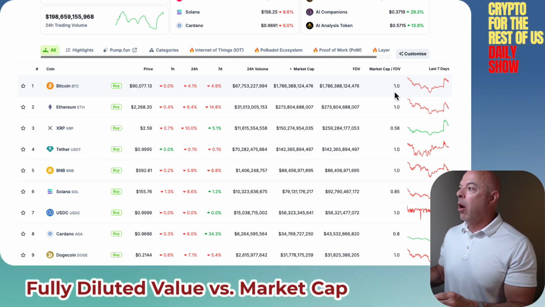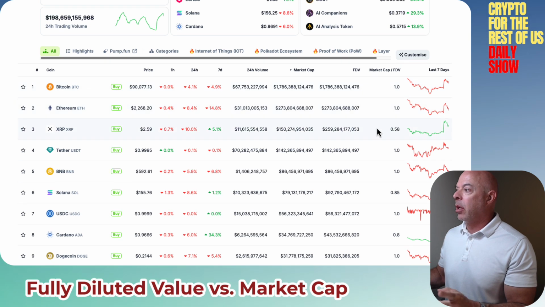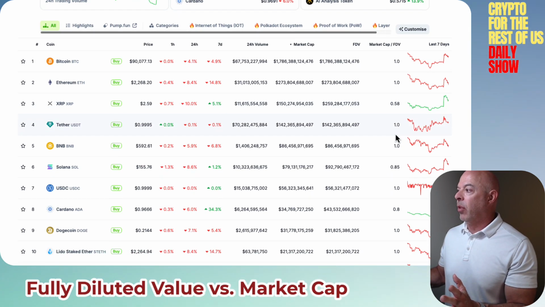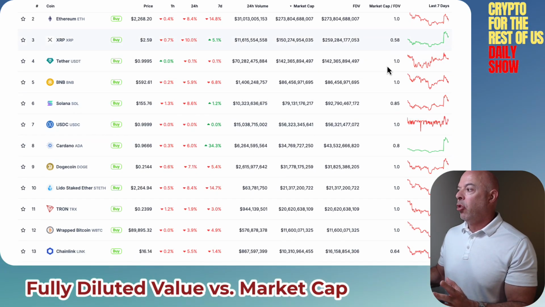So a 1.0 means that all of the coins are out. So you can quickly glance and say, oh look, XRP is on this list, but fully diluted value is actually even higher because only 58% of their coins are out. 100% of the coins are out for that one, and 85% for Solana. So you can quickly see.